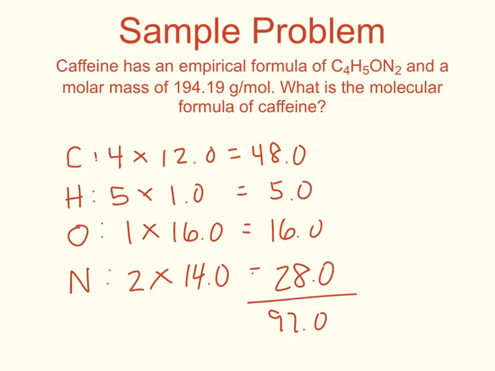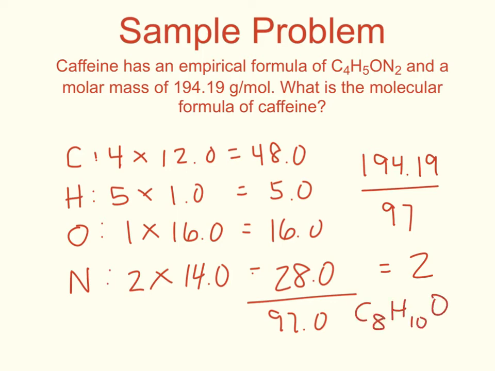I'm told in the problem that I have a molar mass of 194.19 grams per mole for my molecular formula. So what I need to do is take that molar mass, 194.19, and divide it by my molar mass for the empirical formula, 97. And when I do that, I get 2. This tells me that I have to multiply every subscript for my empirical formula by 2. So my molecular formula is C8H10O2 and 4.